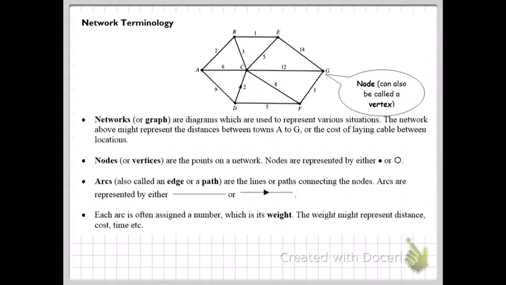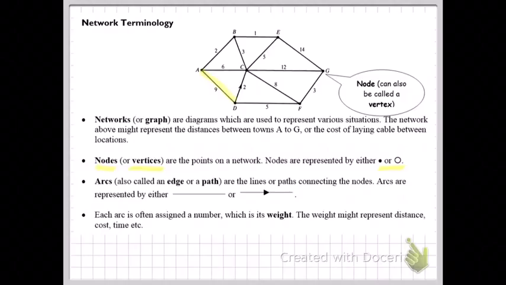One of the most obvious is distance between towns or places, but it could also be the cost of laying cable or something similar. The points of the network are called nodes, sometimes called vertices, and we usually represent them with a dot or an open circle. If you have to draw your own diagram, an open circle might actually be more convenient so that you can write numbers in it. Arcs are the edges or lines between nodes, and sometimes they're called paths.